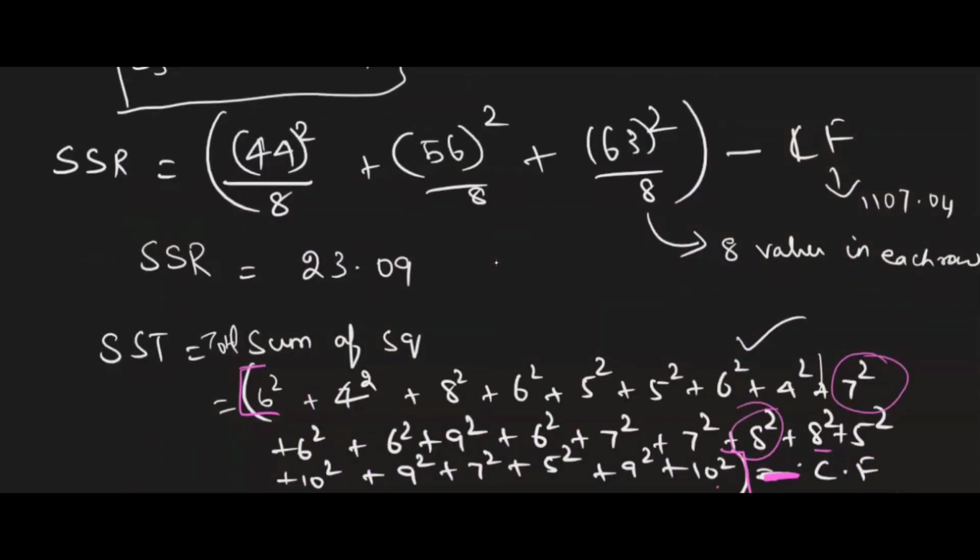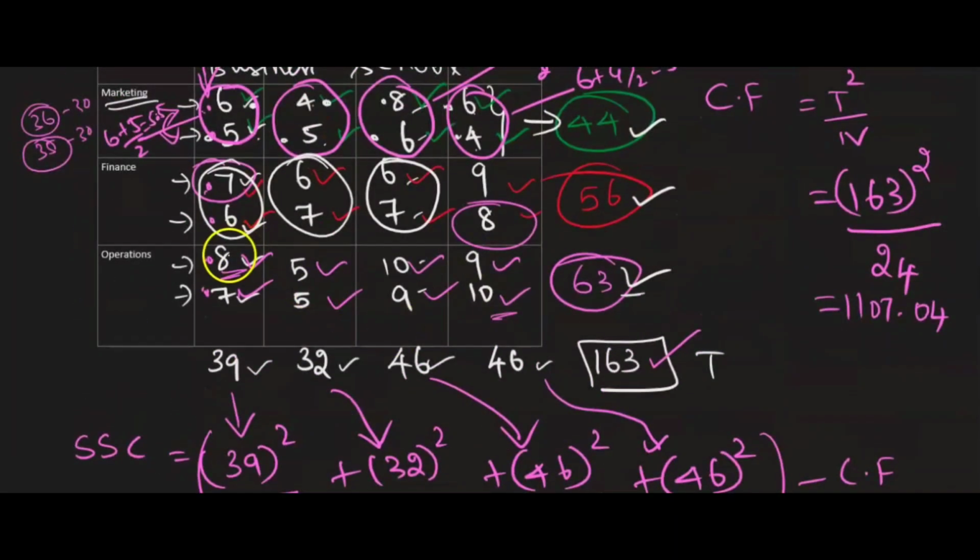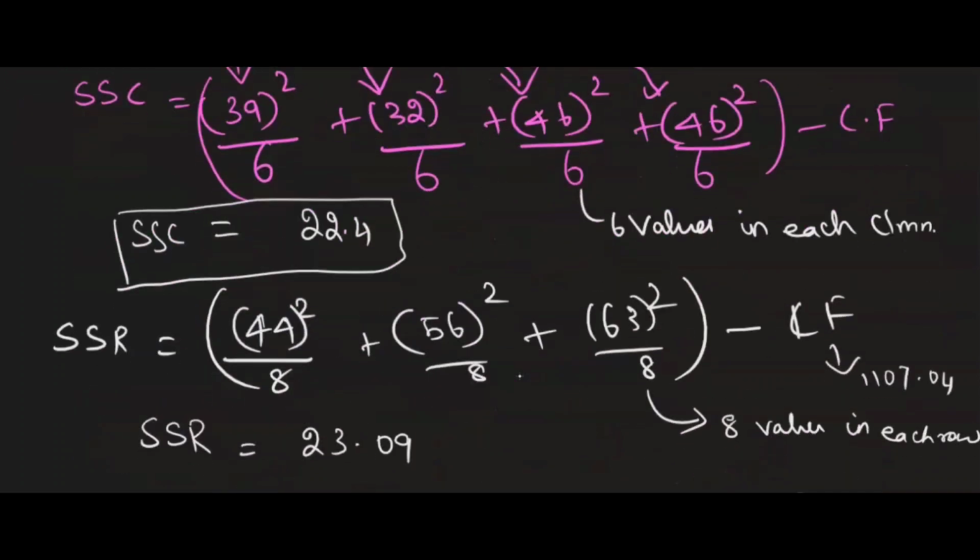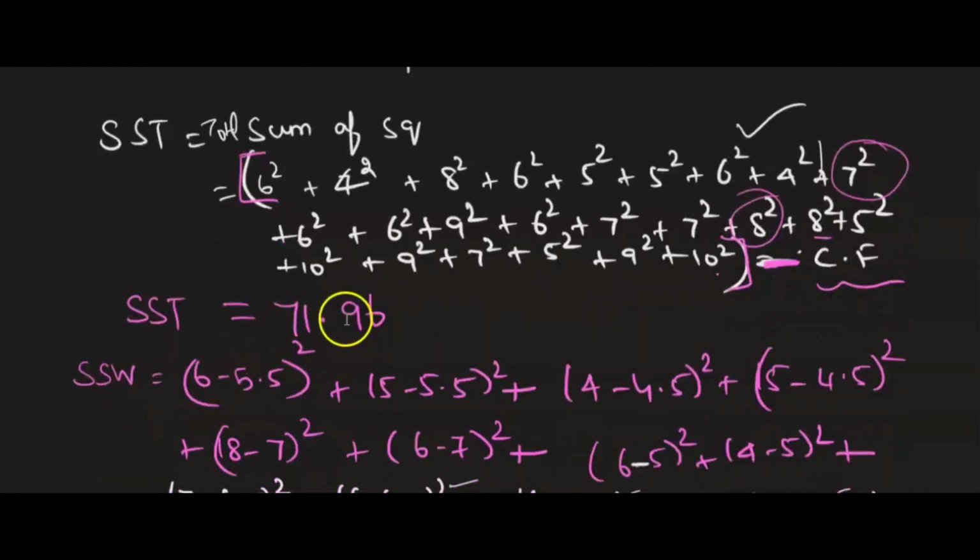So 9 minus 8.5 the whole square. Similarly, we are there in the last row. If you want, you can write here 2 times. And this one's average is 5. So 5 minus 5, minus 5, so this value will become 0. So no need to write. In the last value we will get only 3 values.